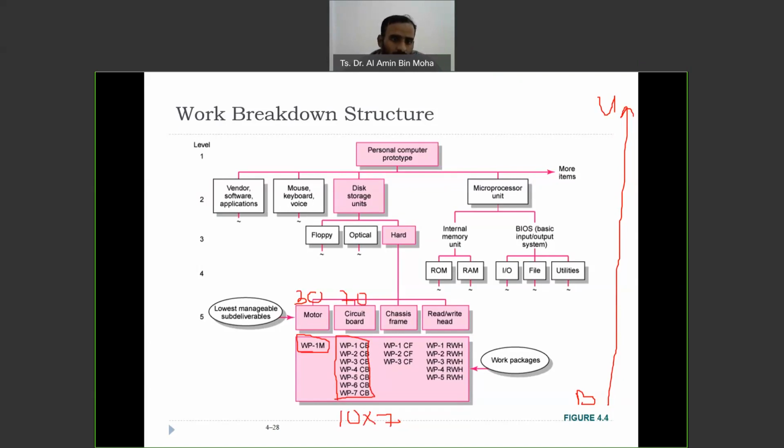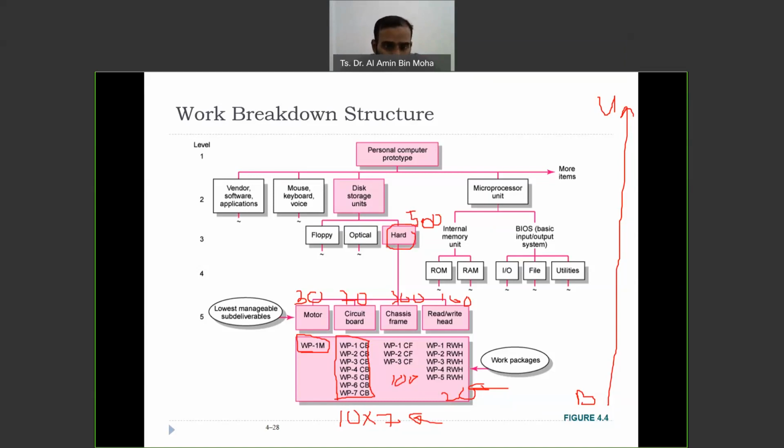Okay, how about the chassis frame? Let's say 100, so it's 3, so it's 300. And you have a read-write head, 5, so let's say 20 ringgit each, so it's 5, so it's 100. By estimating like this, of course, you're going to need a justification for each cost that you see here. For the time being, just take this as it is. So 30 plus 70, 100, 400, 500. So what's the cost estimation for this? 500. So this is how you do it from bottom to up.